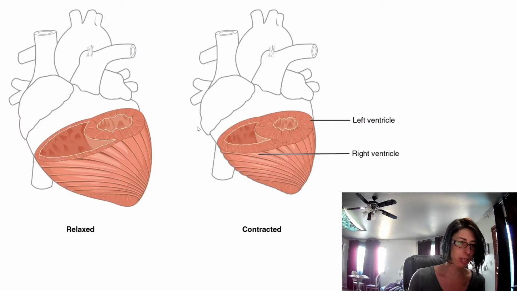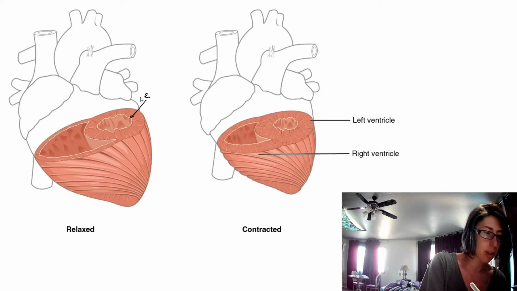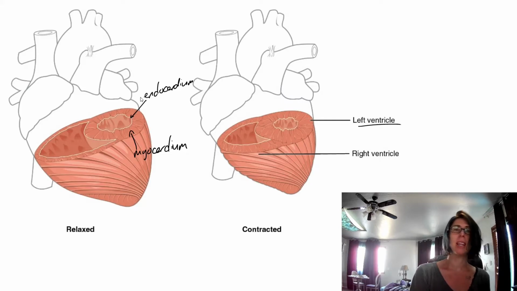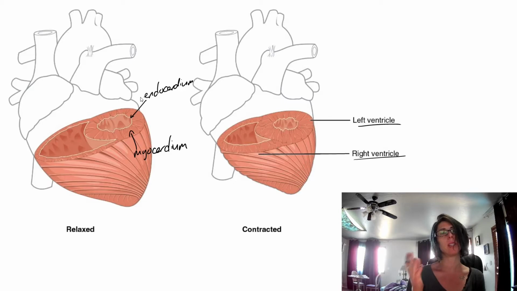So let's look at another image here. This is the endocardium. This is the myocardium, or the muscle. And you can see in this image that the muscle, or the myocardium, around the left ventricle is thicker than the myocardium around the right ventricle. And again, this is because the left ventricle sends the blood to the whole body, while the right ventricle only sends the blood to the lungs and back, and the lungs are right next door.